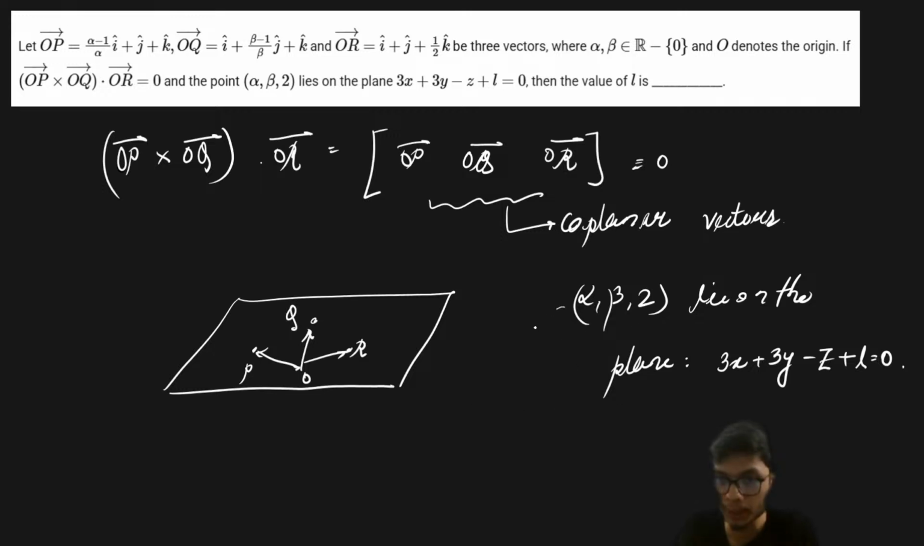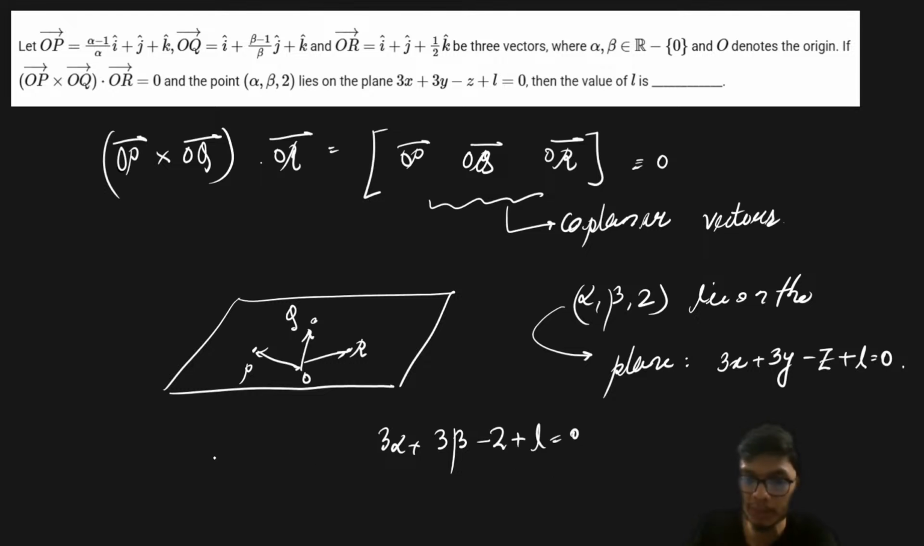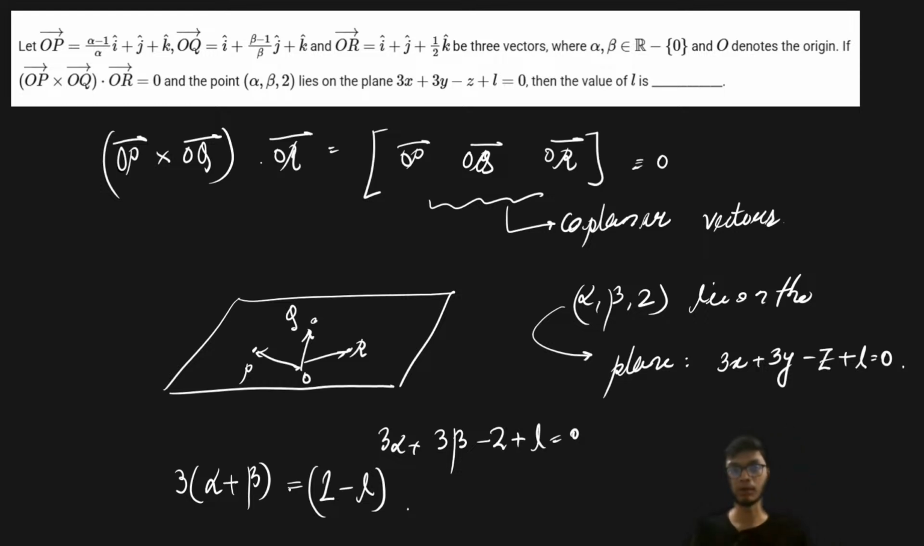Because if this point is lying on the plane, then it must satisfy this equation. So from this you will get 3 alpha plus 3 beta minus 2 plus L is equal to 0. So from here you get one equation, that is 3 times alpha plus beta is equal to 2 minus L. And you don't know what L is, and you don't know what alpha and beta are. But how will you know alpha and beta? Because you have already been given the information that they are coplanar. So let us take the scalar triple product and try to understand from there.